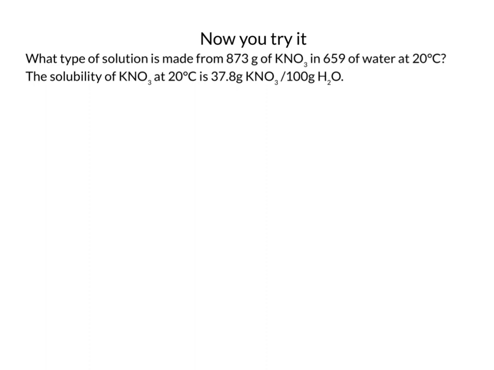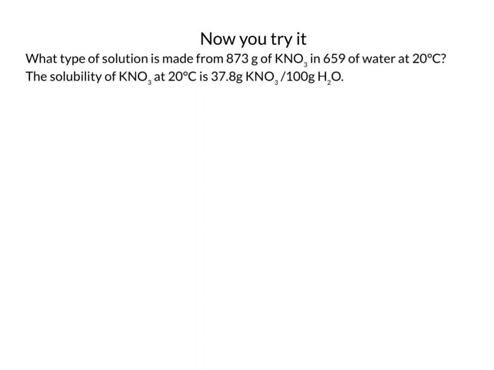Since we know solubilities are always measured in 100 grams of water, we're going to start with that 100 grams of water. We're going to multiply it by the ratio that we see. In this case, our 873 grams of KNO3 divided by 659 grams of water. That's for the solution that we know we're working with. And here we see that that is approximately 132.4 grams of KNO3 per 100 grams of water. Here you can see that the 132.4 is definitely greater than 37.8 grams of KNO3 per 100 grams of water, and so we have a supersaturated solution.